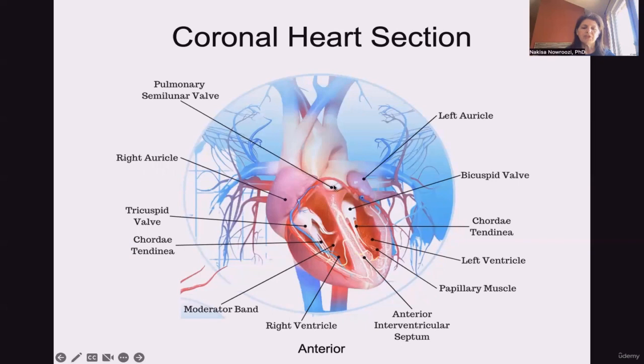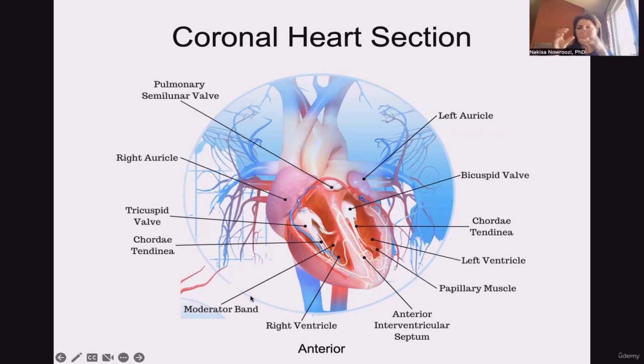Here again, we're continuing to look at more structures. This is a coronal section of the heart, and it's showing us the anterior view. I can see the right auricle, left auricle, right ventricle, left ventricle, tricuspid valve, chordae tendineae, bicuspid valve. We have papillary muscles shown here. We have this band, which is only seen on the right side. This is called moderator band.